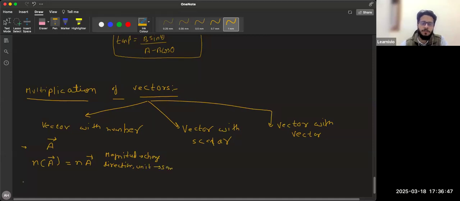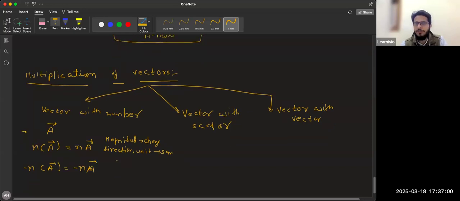In the same case, if you multiply this vector with a negative number, minus n, you will get minus nA. Here also the magnitude will change, but along with the magnitude, now the direction gets reversed. So magnitude changes, direction gets reversed.